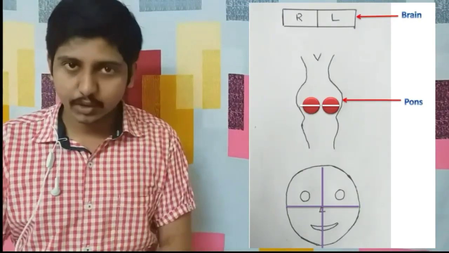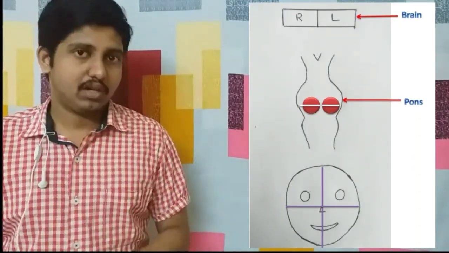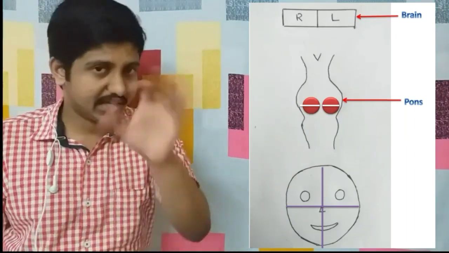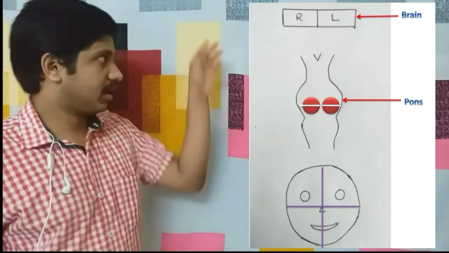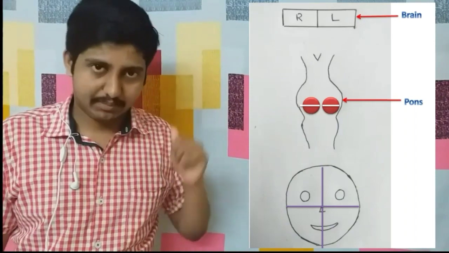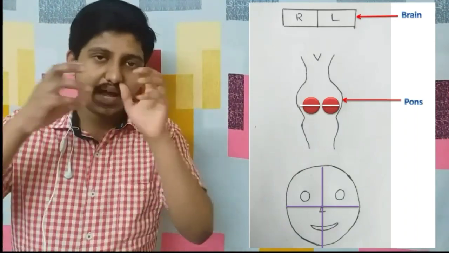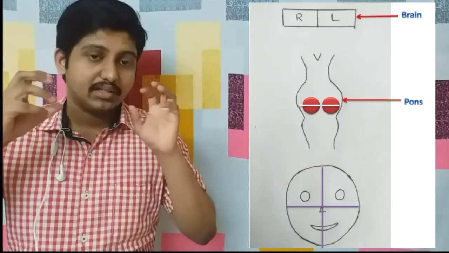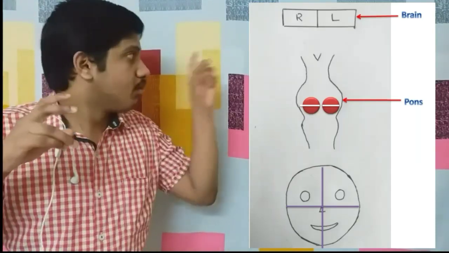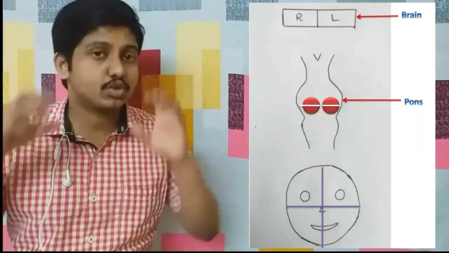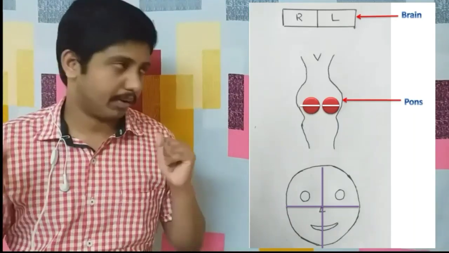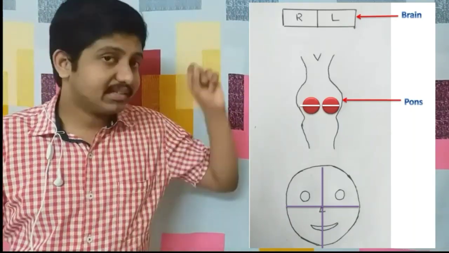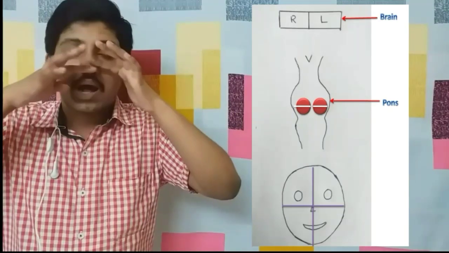So what happens in a UMN lesion? First of all, let's learn how the nerve supply is, and then go to the UMN lesion. It's very easy. This is the diagram, you can see that. I have told you about the motor nerve nucleus, but there is one additional thing: the motor nucleus of the facial nerve has two parts, an upper part as well as a lower part, as shown here.